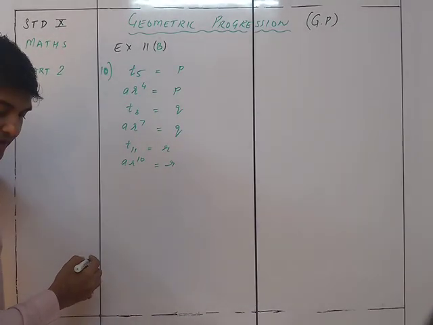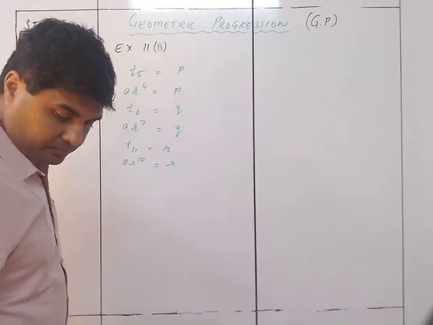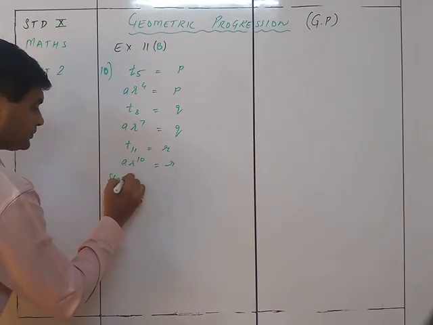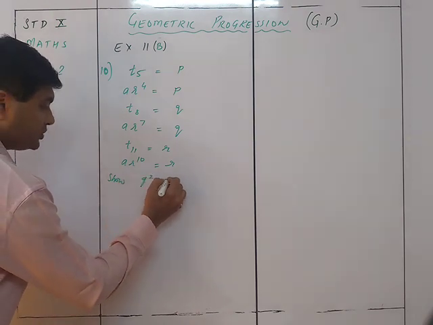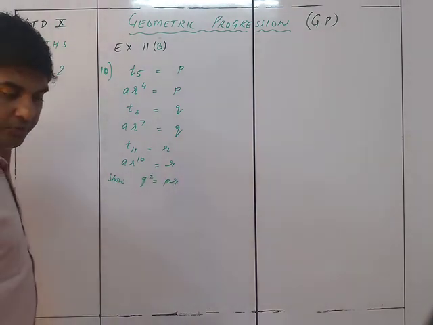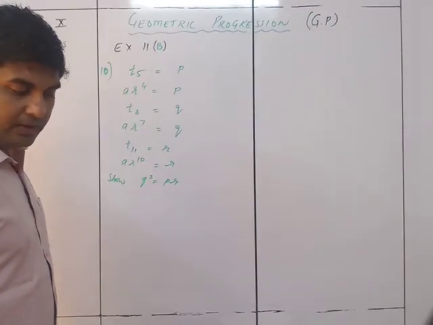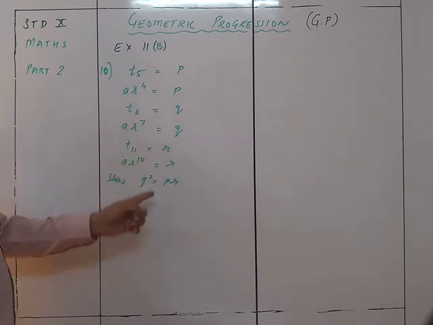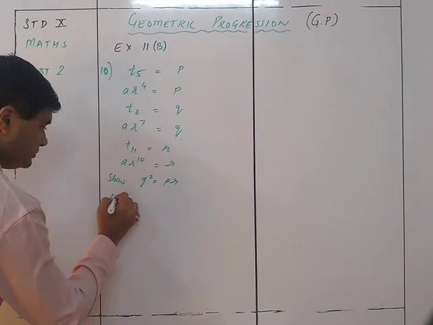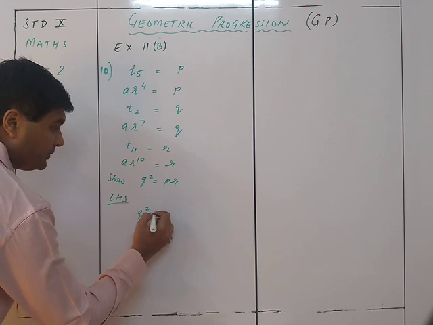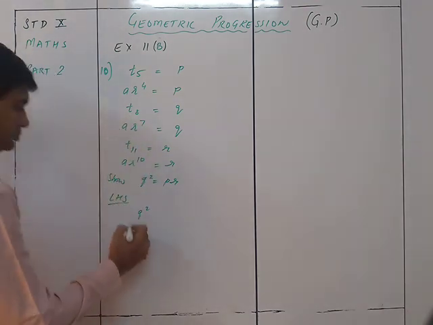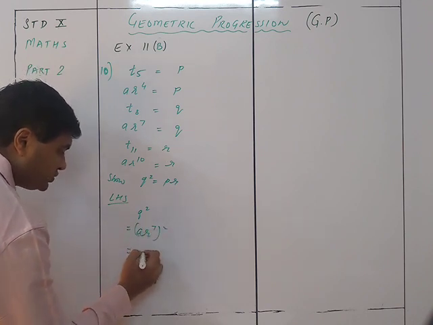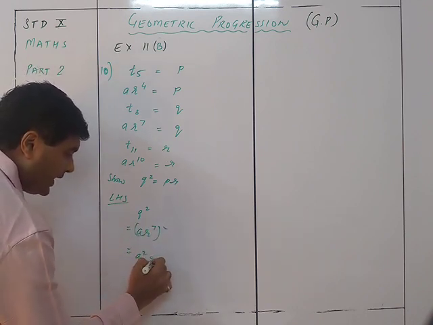You have to show that Q square is equal to PR. This is what you need to show over here. Right? So we'll take Q square first, so we'll take the LHS. Q square is equal to ar raised to 7 the whole square, which is equal to a square into r raised to 14.